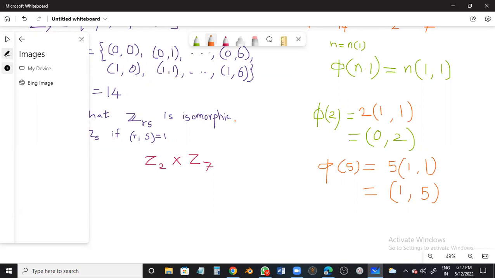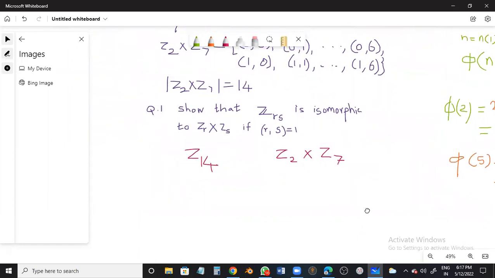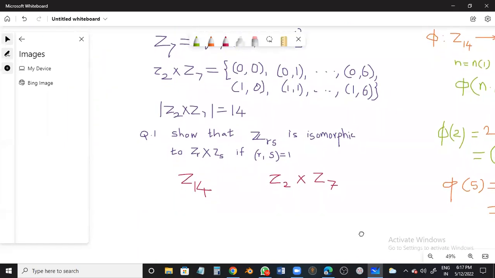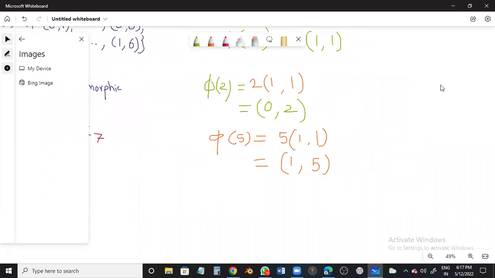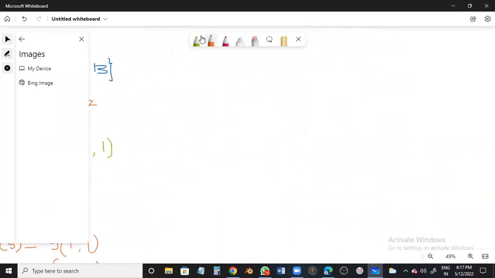Yes, ma'am. Okay, so this way you can show that this function is 1-1 as well as onto, and moreover it satisfies the homomorphism property. How will it satisfy the homomorphism property? Let us go for the homomorphism property.